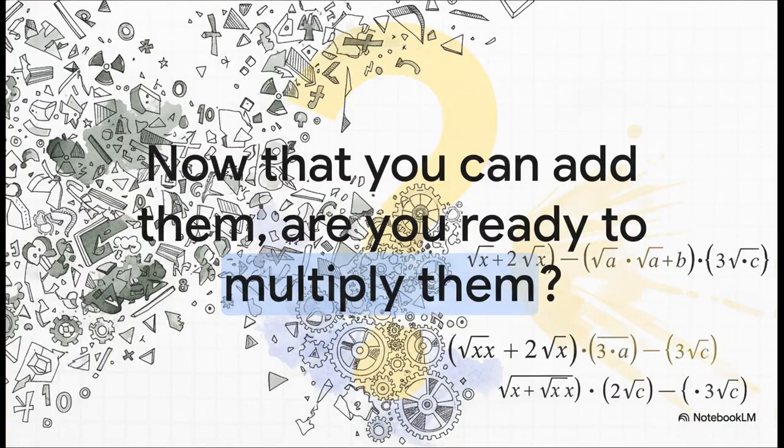So we've seen that by always simplifying first and then just treating radicals like they're variables, we can add and subtract them with total confidence. The process really does turn chaos into order. Which, of course, leads to one last question. Now that you can add them, are you ready to multiply them?